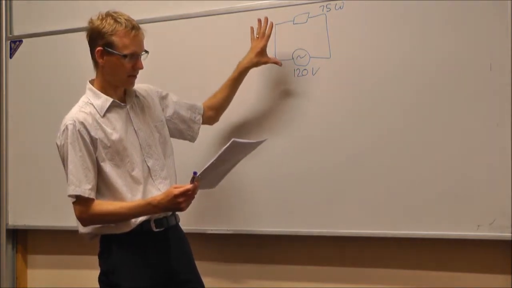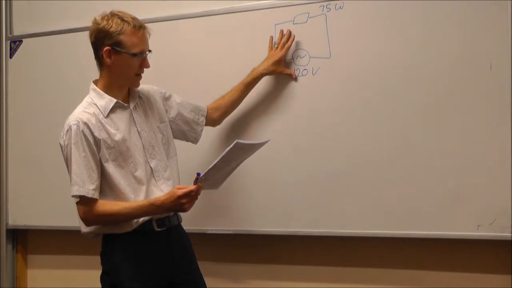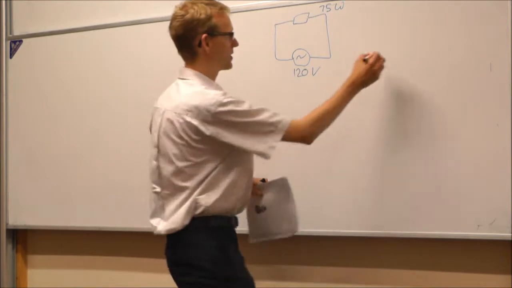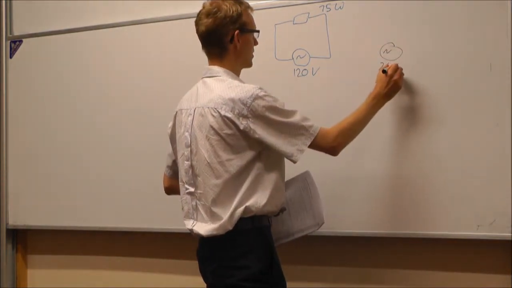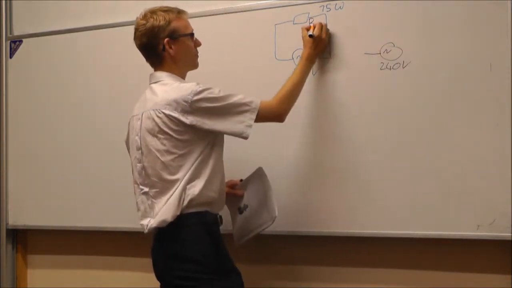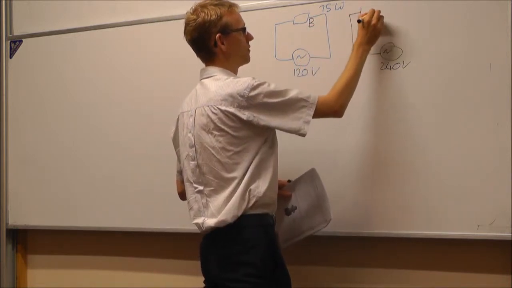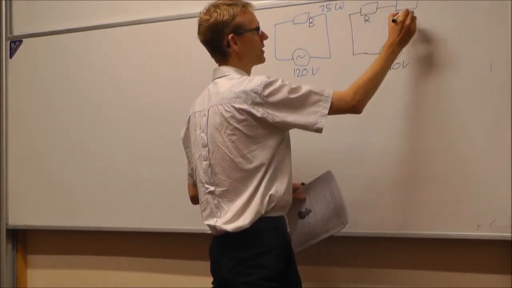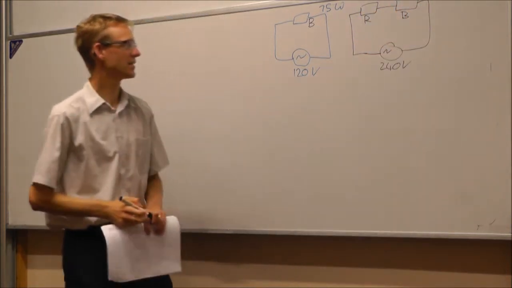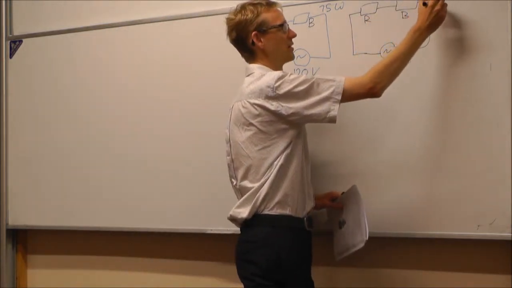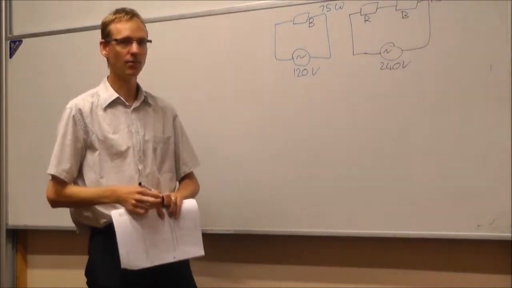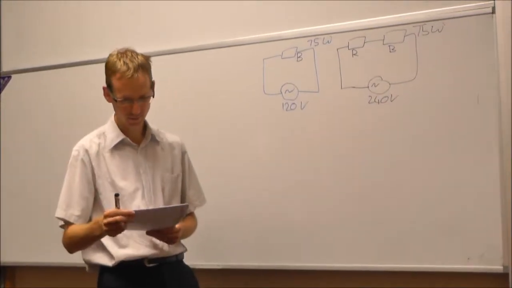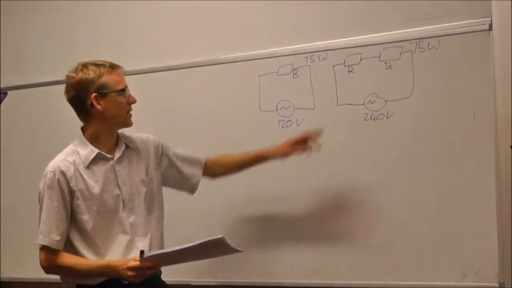Okay, so we'll do part 1 first. We only have a supply that does 240 volts. So let's call that B for bulb. What the question says is we can put in a resistance R in series with the bulb B, and still have 75 watts power dissipation at the bulb. So find R.